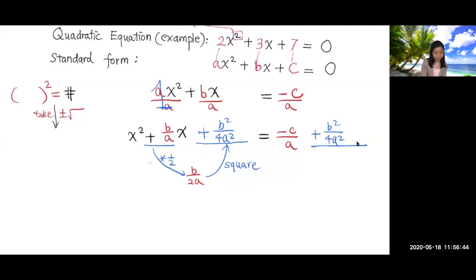Now this side over here is going to be a perfect square. What perfect square is this going to be?